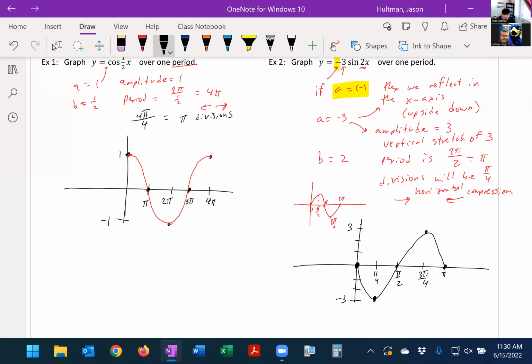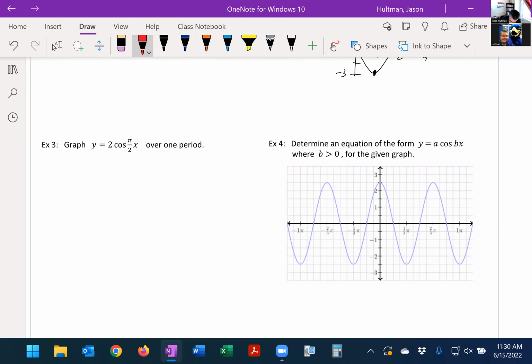Okay, example 3. Graph y equals 2 cosine of pi over 2 x over one period. Go back to red for this one. A is 2, so it's not negative, so I don't have to worry about that flipping. But this does tell me that the amplitude, or the vertical stretch, is 2. Amplitude is 2. And then B is equal to pi over 2.